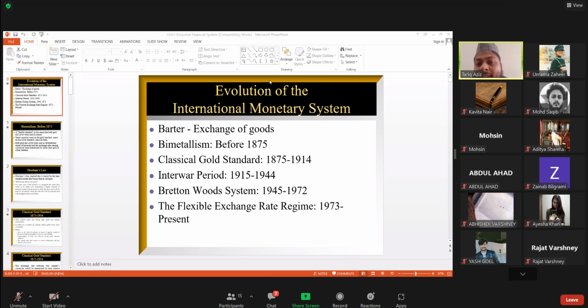And that system was the gold standard system. So international trade was hampered during the interwar period. International trade suffered during this period. Then countries sat down in 1945 in Bretton Woods. Bretton Woods is a small city where this conference happened.